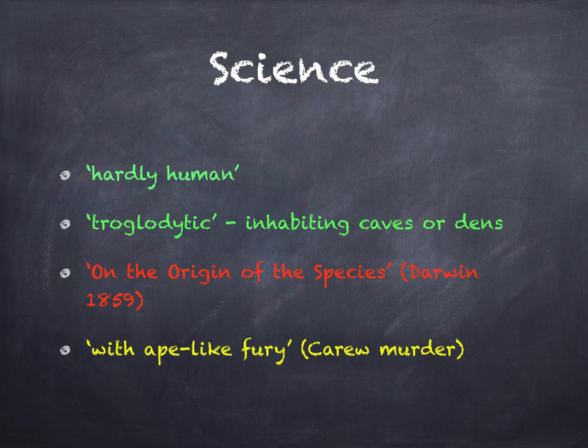This particular idea of Hyde is followed up in other places in the book. Specifically, I want to refer you to a quote that is used in the description of the Carew murder. Hyde is described as beating Carew to death with ape-like fury. So you can see how there is a connection here with our original passage and Utterson's description of Hyde being hardly human and troglodytic.